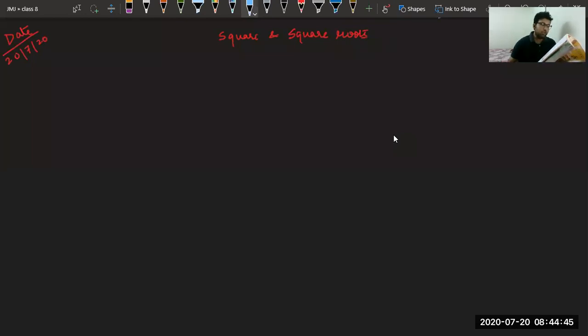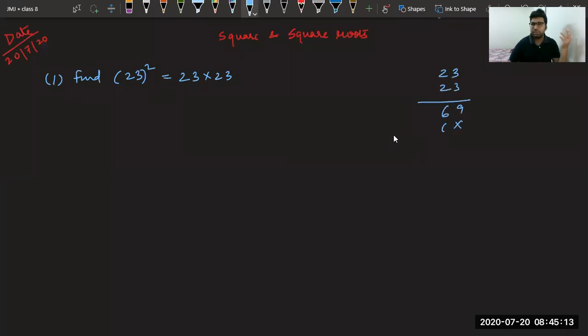The property that we are going to do first is finding squares without actually multiplying it. So suppose you have a question that find 23 square. Now to find 23 square, we all know it's very easy. It is simply 23 into 23. This is the direct method in which we multiply them like this. 3 3s are 9, 3 2s are 6, 2 3s are 6, 2 2s are 4, and the answer is 529. This is the direct way where we multiply.